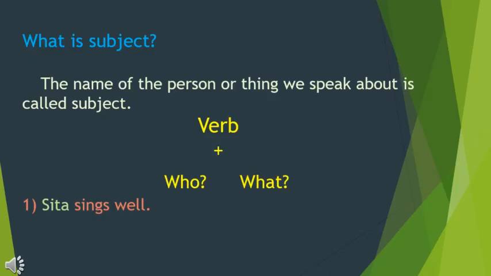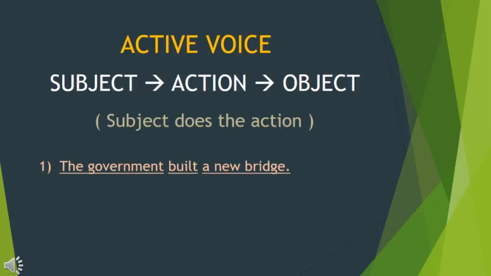Next sentence: the sun shines brightly. What shines brightly? The sun. So, the sun is the subject. Here you see the government built a new bridge. Who built a new bridge? The government. So, the doer of the action comes as subject. So, the government is a subject.